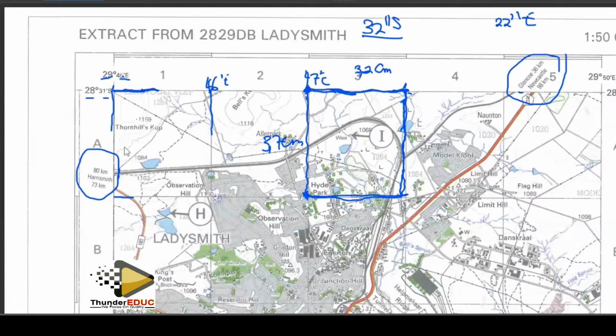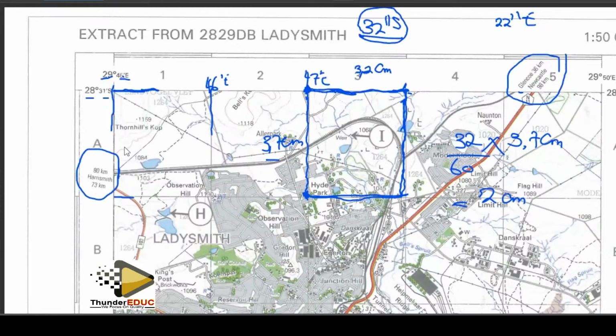For you to identify this 32 seconds to the south, from this line of latitude to the next line, there are 60 seconds between those. So we are saying it's 32 seconds out of 60 seconds as a fraction of the distance that we have got from the first latitude to the next latitude, times 3.7 centimeters. What are you going to get there? If you say 32 over 60 times 3.7, from my calculation, I got approximately 2 centimeters.